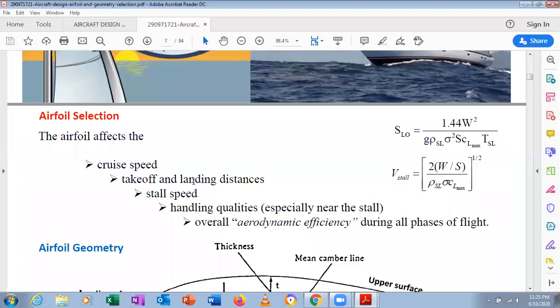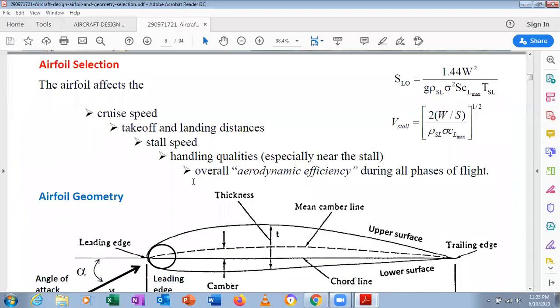Clear? So therefore, the most important parameter is airfoil selection. In aircraft design, by selecting the airfoil, it affects the cruise speed. It means that for supersonic or subsonic aircraft, by selecting the airfoil, we can tell whether we are going to design a supersonic aircraft or a subsonic aircraft, or what purpose the aircraft will serve. And takeoff and landing distances also will be determined by the airfoil selection, because the cross section of the wing is made up of airfoils, that is the lifting surface, correct?